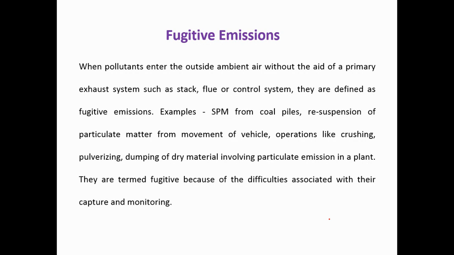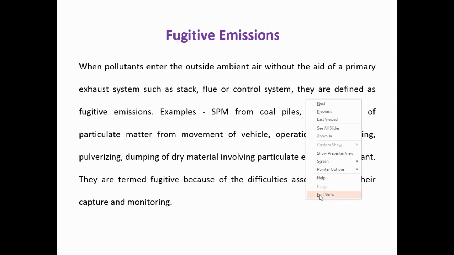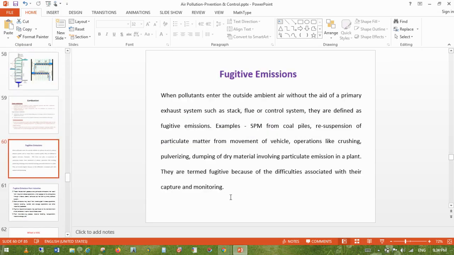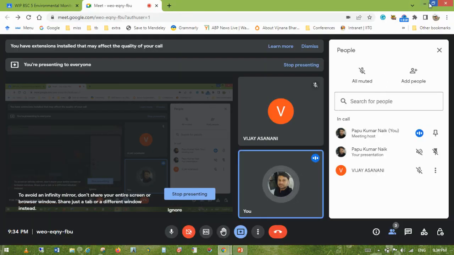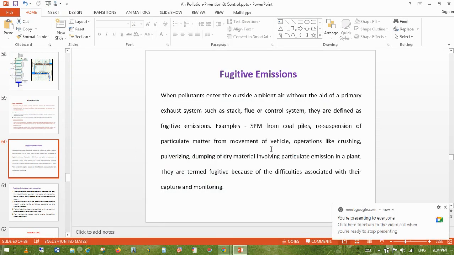Next is called fugitive emission. What is fugitive emission? Fugitive emission is the emission where pollutants enter the outside environment without any primary exhaust system.